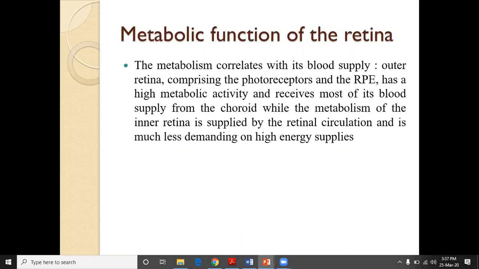The other 8 layers are basically acting as a transporter because, as I said in the last class, all are neurons only. So they only transmit the electrophysiological signals.